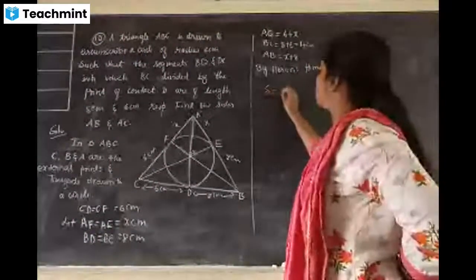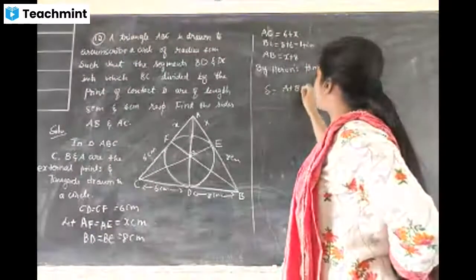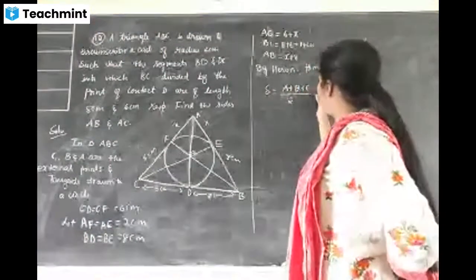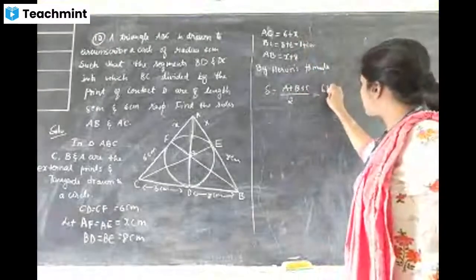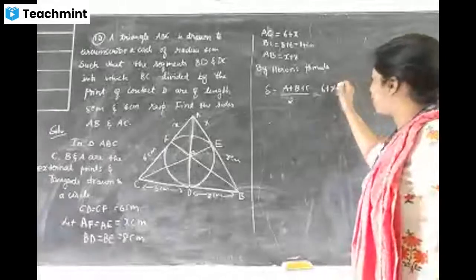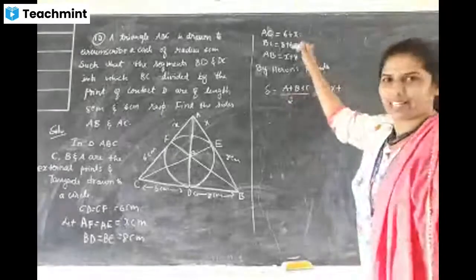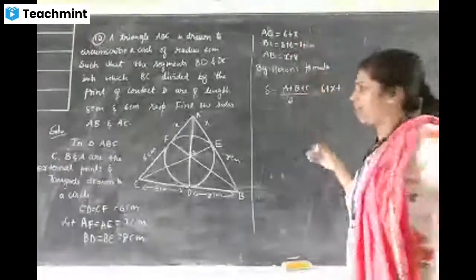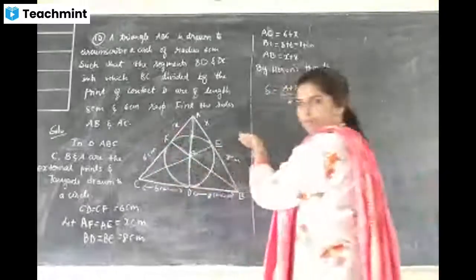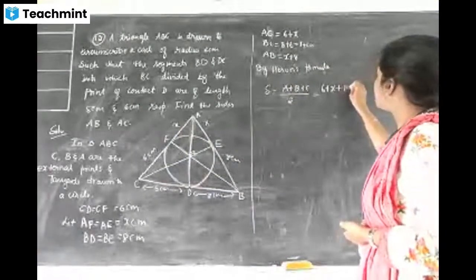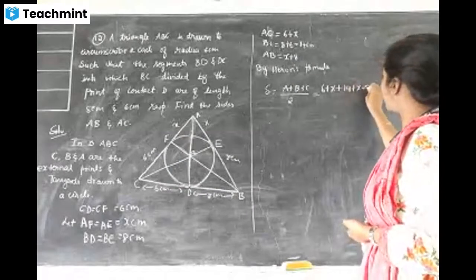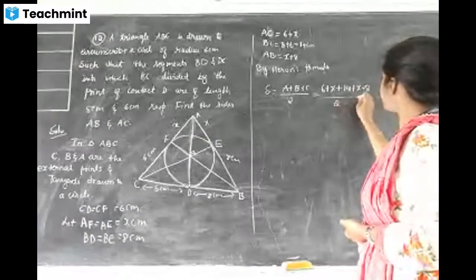S is equal to A plus B plus C divided by 2. Nothing but this. I will add now: 6 plus x is A, B is 14, C is x plus 8, whole divided by 2. Any one side you can take as A, B, C.